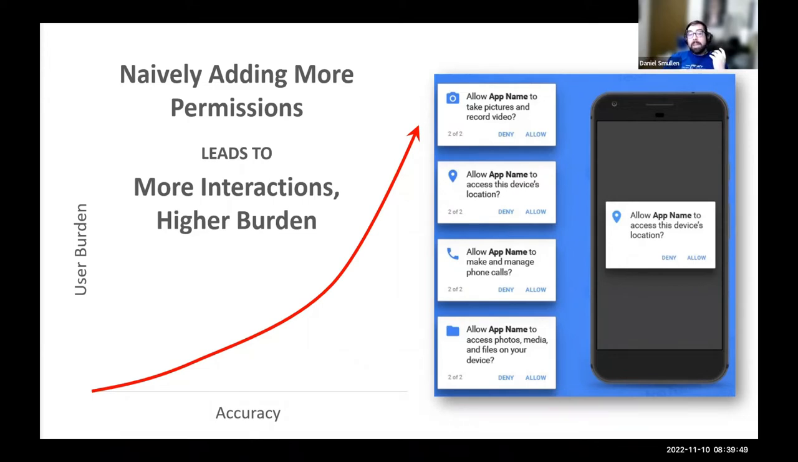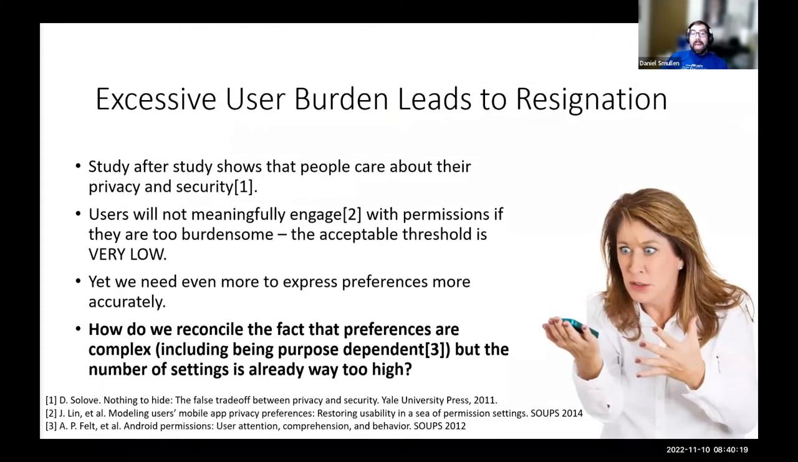Now the idea here, again, thinking of that libertarian philosophy, is why don't we just add more permissions? If there are things that people want to be able to allow or deny, let's let them. Let's just add them in. What could possibly go wrong? Well, the problem is that when you add these extra permissions naively, you give people more choices, but to actually express those choices, people have to interact with those settings more, and that leads to higher burden. And nobody wants to configure their settings all day. They want to actually use their devices.